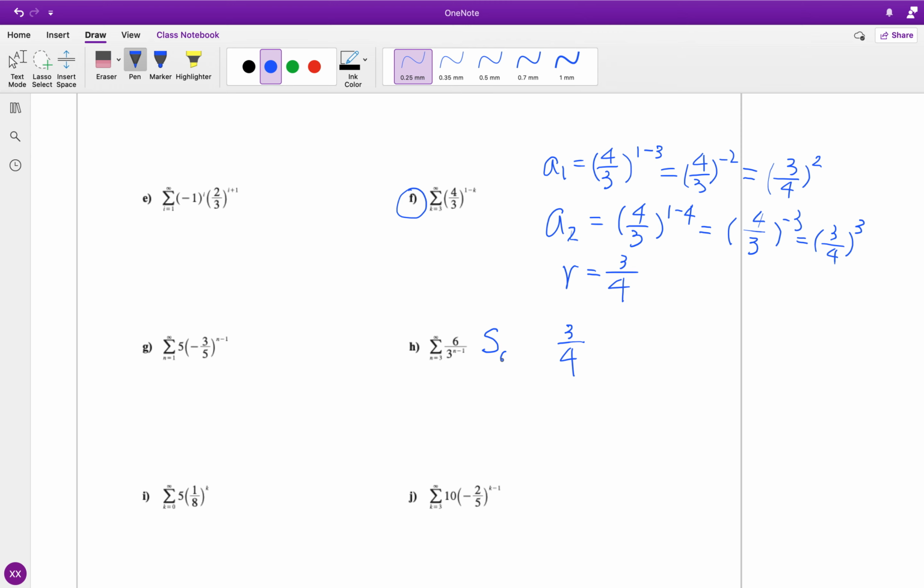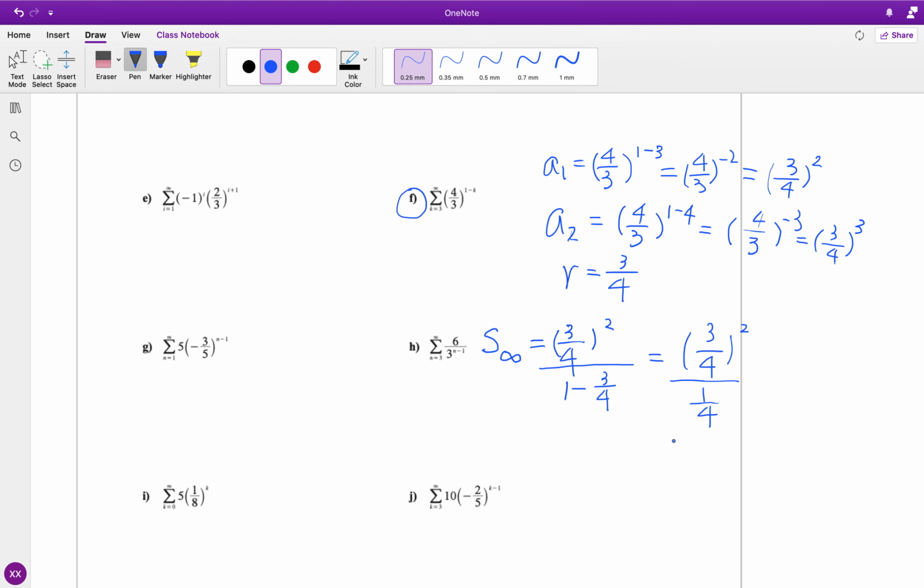So I just use the sum to infinity. That equals my first term value divided by 1 subtract 3 over 4. So then that is 1 over 4. So then that means 3 over 4 to the power of 2 divided by 1 over 4.